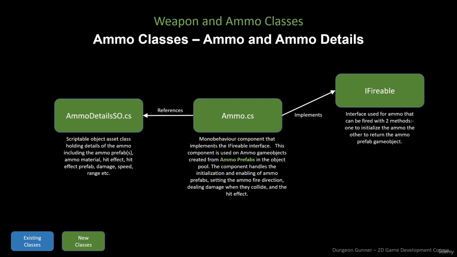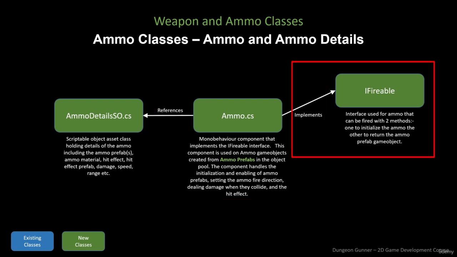So I mentioned that the Ammo class implements the IFireable interface. So interfaces are just a way to make sure that classes actually implement certain properties and methods. So normally a class can only inherit from one parent, but interfaces provide another way to make sure that a particular class implements certain functionality. So whereas a class can only inherit from one parent, a class can actually implement multiple interfaces, and these are just listed after the class definition. And we'll see that when we come to create the Ammo class.